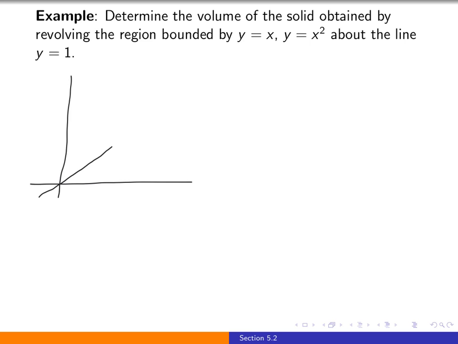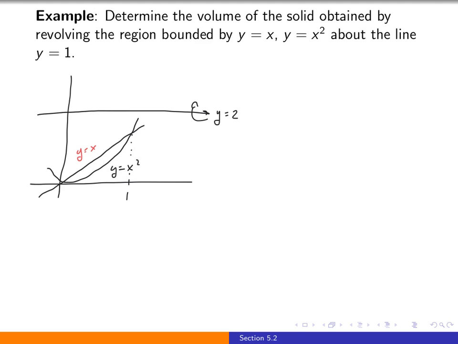So y equals x is this line, and y equals x squared, something like this. And I've only drawn the relevant portion of the curve. And from 0 to the point where they intersect here, 1, the parabola y equals x squared is actually below the line. And what we would like to do is take this and rotate it about the line y equals 2.